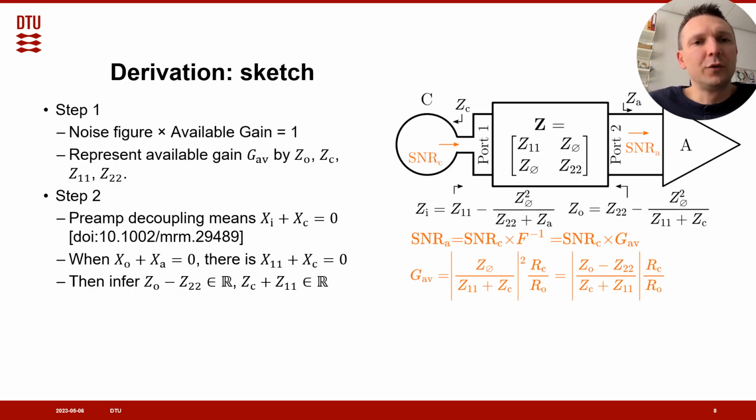The derivation of the noise figure equations is based on the property of passive networks that noise figure is inversely proportional to the gain of a two-port network. I encourage you to read the details in the paper.